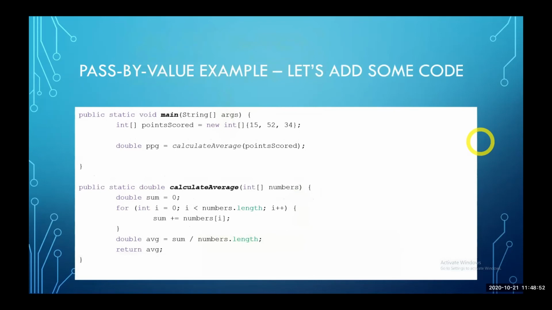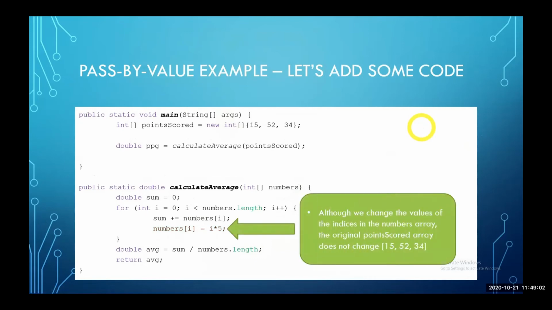So let's add some code to this example. So you see down here, I'm changing numbers at index i equal to i times 5. Well, when I do that, it doesn't change my points scored array at all. It doesn't affect it at all. It's just changing the numbers array in my method. So again, it's a copy. It's not the actual array.